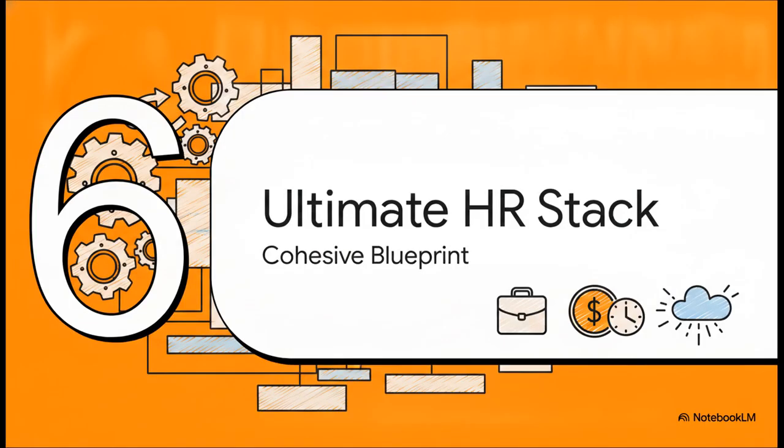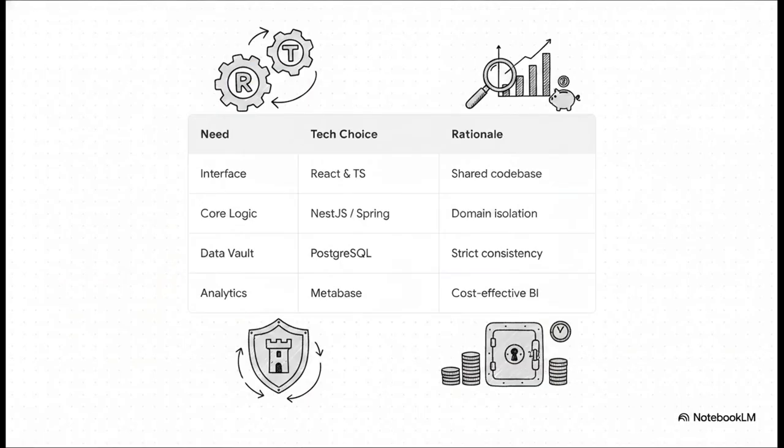Finally, Section 6, the ultimate HR stack. Let's look at the cohesive blueprint. Let's bring it all together into one cohesive, optimized architecture. This is basically your ultimate cheat sheet. React and TypeScript handle the interface, giving you that unified codebase. Nest.js or Spring Boot run the core logic, making sure the payroll domain is safely isolated.